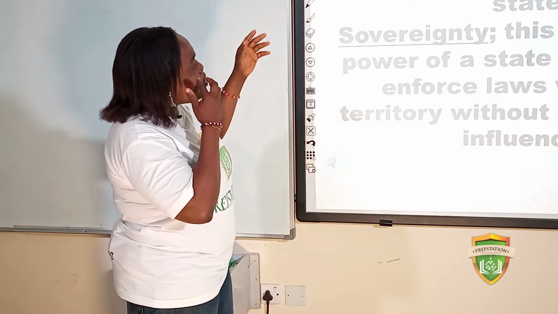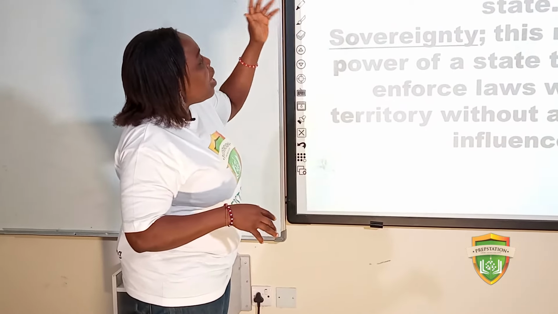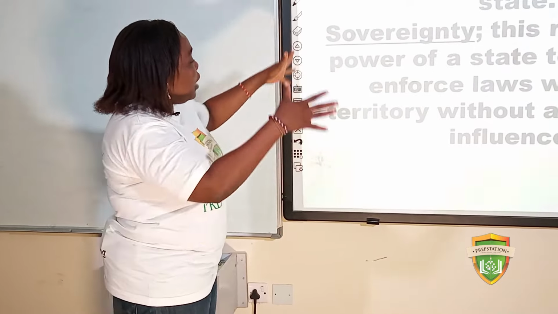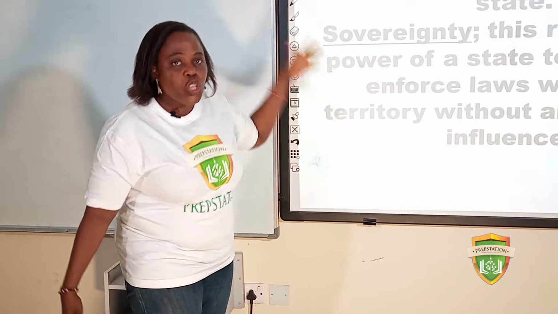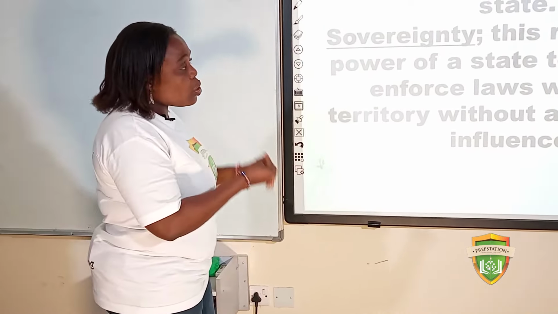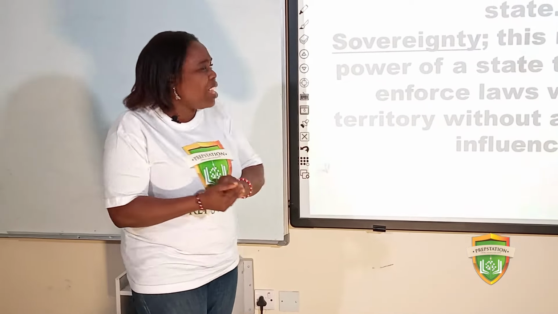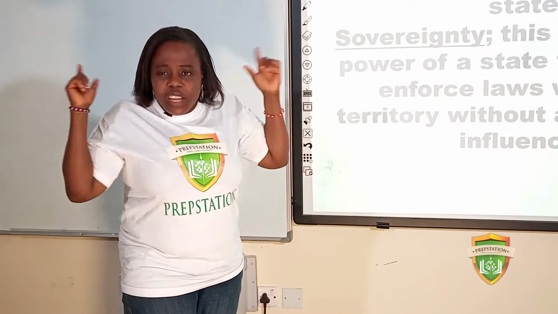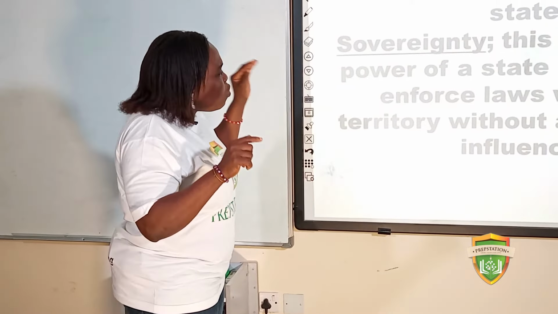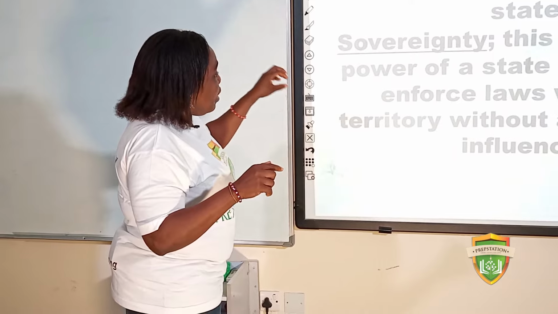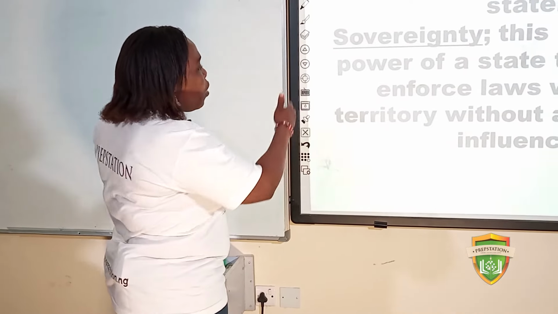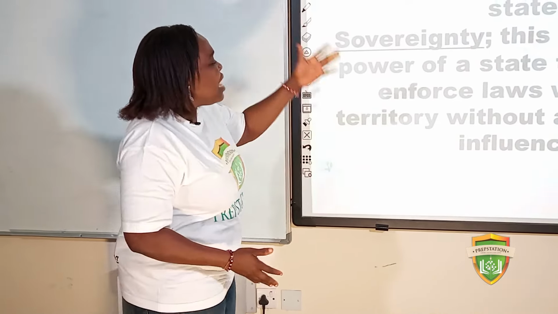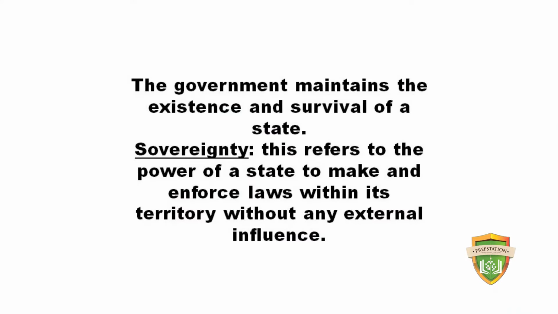Now, let's go back to the government and what it maintains in the state. We're still going back to sovereignty. We're defining these terms so that you don't forget. When you see them in your exams, you don't need to think twice. You just know that these are the key things you need to take note of. So what is sovereignty? Like we said, it has to be free from what?